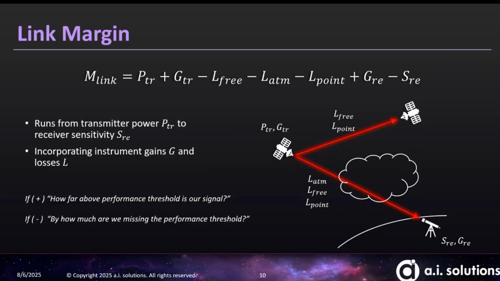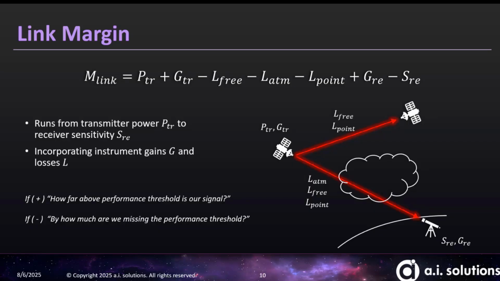All right, so as we're talking about the challenges of optical communications, one of the things that's useful to consider is this mathematical construct called the link margin. The link margin runs all the way from the power of the transmitter over to the sensitivity of the receiver on the right. And then in the middle, you get all these terms that come from either gains or losses that you accrue along the way.